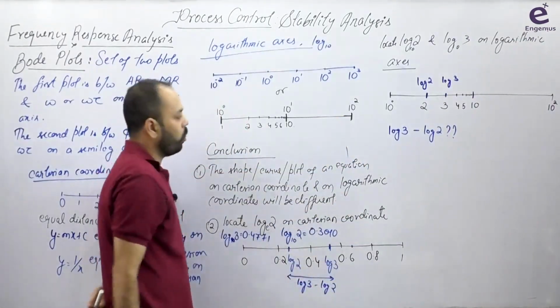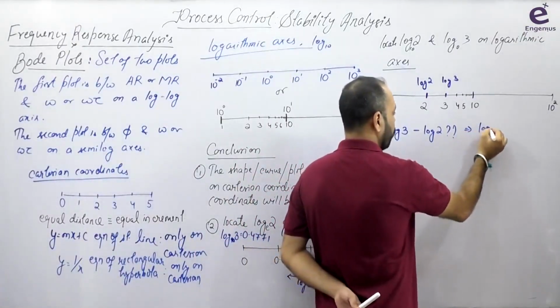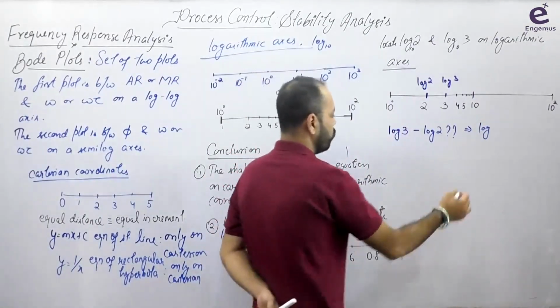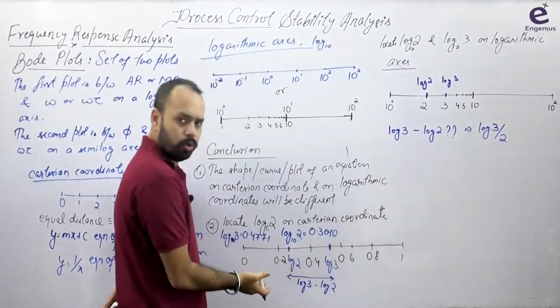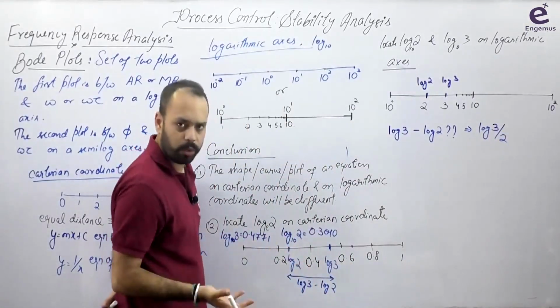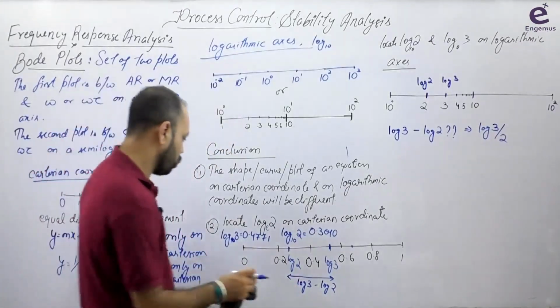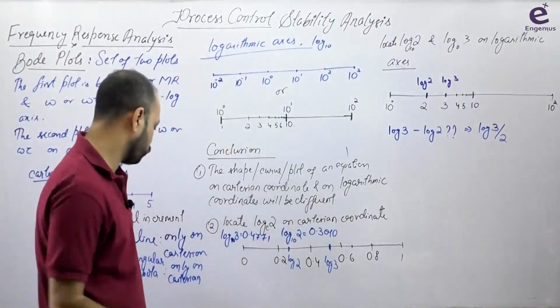What about here? What is log 3 minus log 2? Can I write log 3 minus log 2 as log of 3 by 2? Can I write like this? Here also you can write log of 3 by 2, and then log of 3 by 2 you can calculate, what is log of 3 by 2, and then you are going to plot it. You can do that if you want to find log 3 by 2, log 3 minus log 2 here.